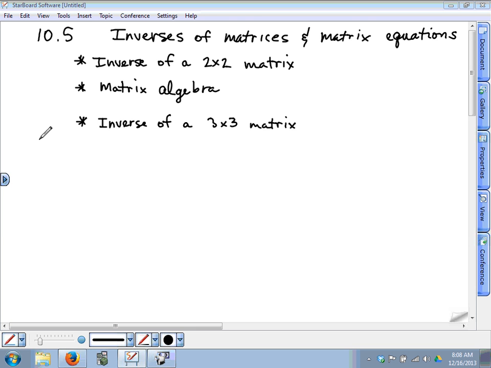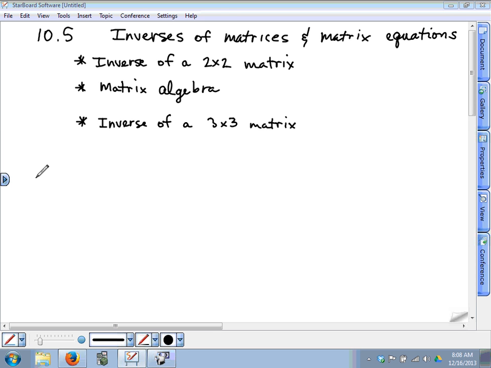I'm kind of surprised nobody has brought this up yet or asked about it, but has anybody noticed something that was missing? We've done adding, subtracting, multiplying matrices. Nobody noticed that we haven't divided by matrices? You didn't even think about it?